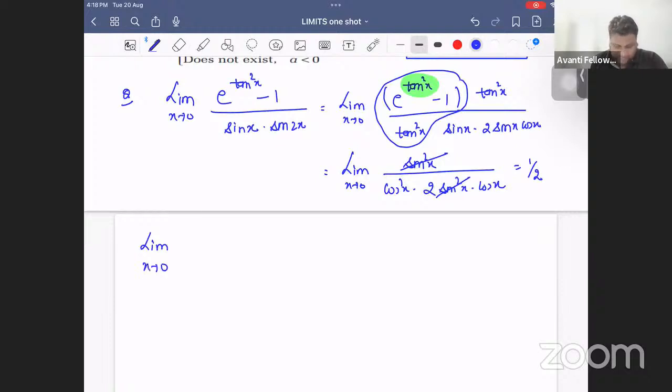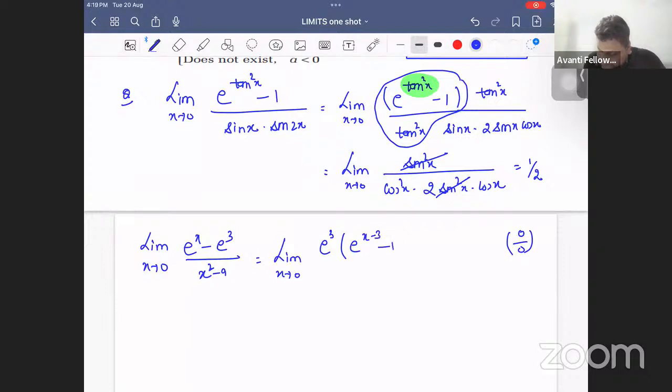Another question is limit x approaches 0, e to the power x minus e cube upon x square minus 9. Now, if you see, this is a 0 by 0 form, isn't it? It can be written as, take e cube common. You get e to the power x minus 3 minus 1 upon, sorry, this is not x approaches 0. This is x approaching 3. So this will be x minus 3 into x plus 3.